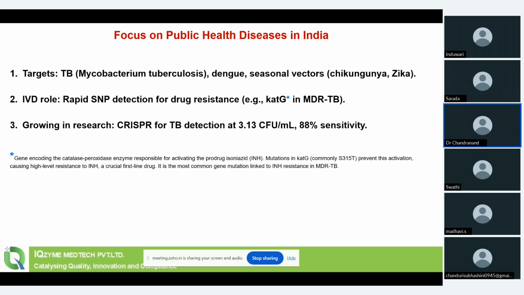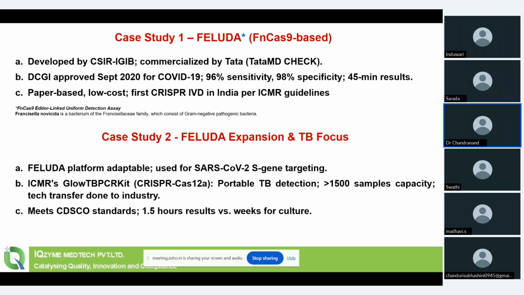Then, as I said, I tried to pick up some case studies that have been developed using CRISPR-Cas9. It was developed by CSIR-IGIB. Tata has developed this COVID-19 detection kit, and it was one of the early rapid diagnostic test kits launched in India during COVID-19. The technology behind it is Feluda. It's a fluorescent assay. But when it came to duplicating and multiplying this assay on a larger scale, the cost factor came into the picture.